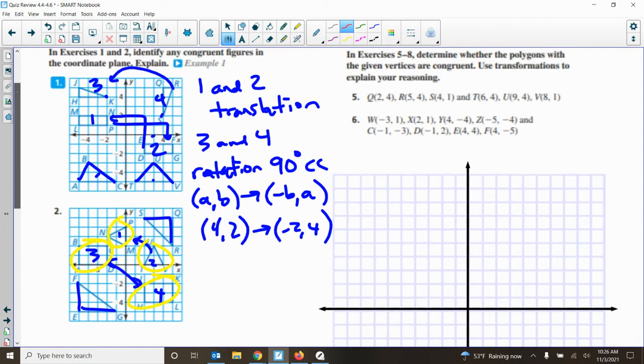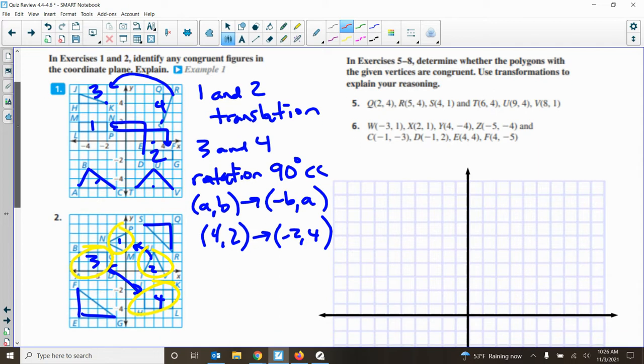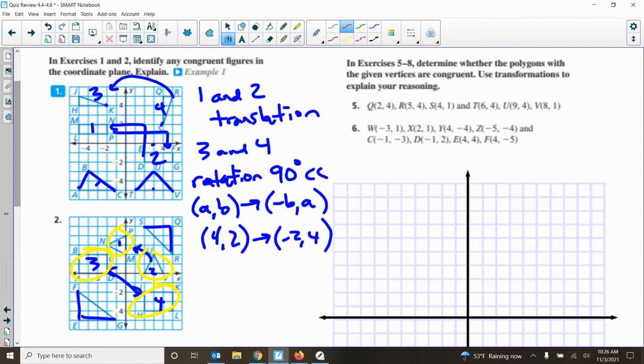Numbers 5 and 6, I'll plot them both. After I do number 5, I'll erase it, and then I'll do number 6. So the question is, are these congruent? And if they are congruent, then use the transformations. Do basically the same thing we just did in 3 and 4. So here's Q. It's 1, 2, 3, 4. There's Q. R is 5, 4. And S is 4, 1. So here is Q, R, and S. Little triangle there.